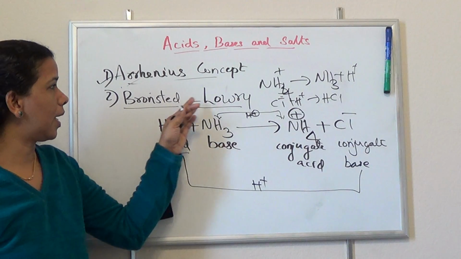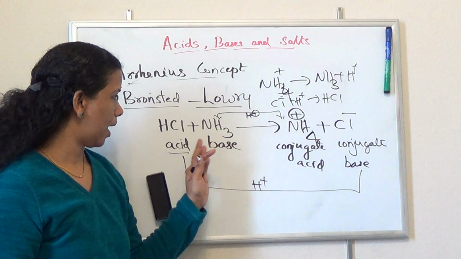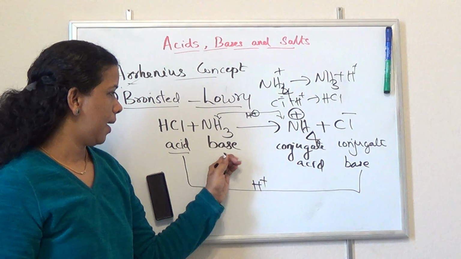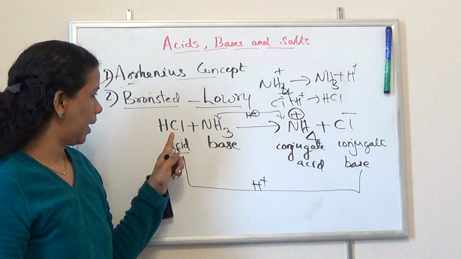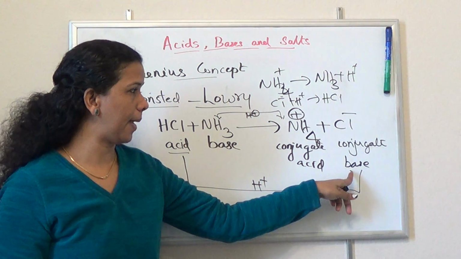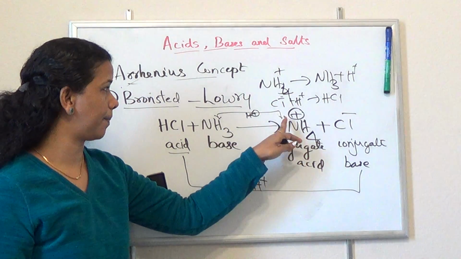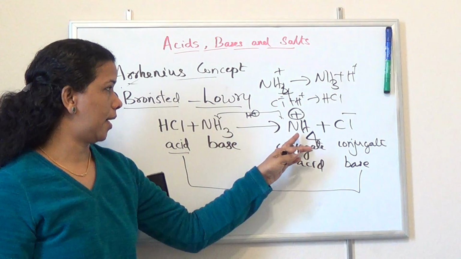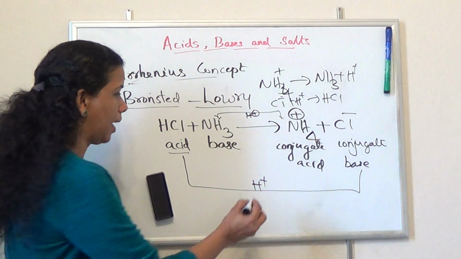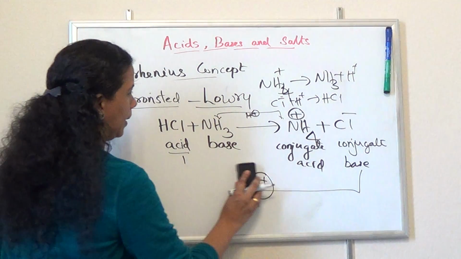So according to Bronsted and Lowry, if a compound releases H+ ions, it is called an acid, and if a compound accepts H+ ions, it is called a base. After donation of H+ ions from an acid, it will form a conjugate base, and after accepting H+ from an acid, a base will form a conjugate acid. So conjugate pairs differ only in H+ ions.